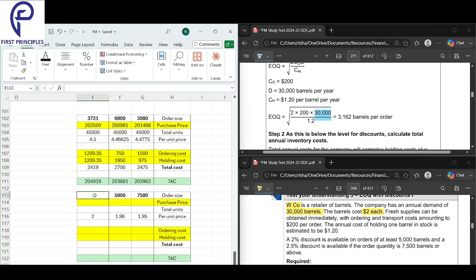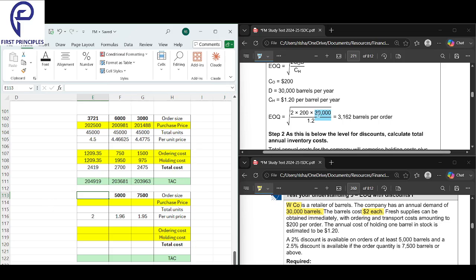But for that, first I need to find the EOQ quantity. EOQ is coming with 3162. Okay, very good. So first we will calculate the EOQ quantity.